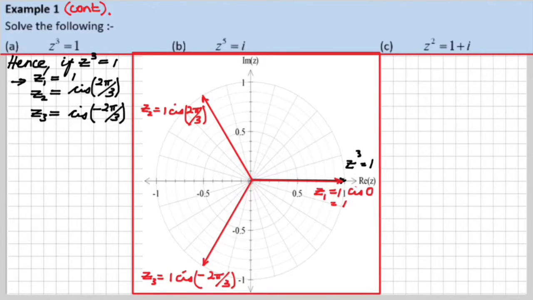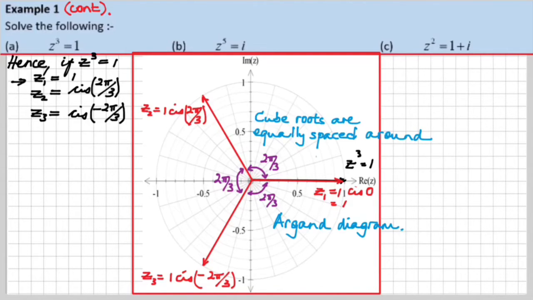pi on 3. In other words, the radius from the origin here, out here, is 1 unit long, and the angles are, as we know, okay, 2 pi on 3, that means anti-clockwise from the positive direction of the x-axis, and for this one, it's clockwise, okay, negative angle direction from the positive direction of the x-axis. This angle is 2 pi on 3, that angle is 2 pi on 3, and that angle is 2 pi on 3. And we have the cube roots equally spaced around the Argand diagram.